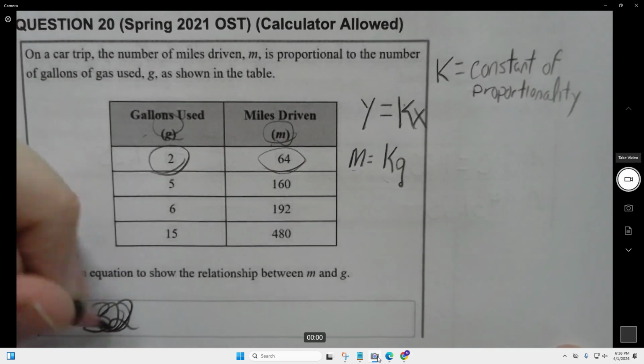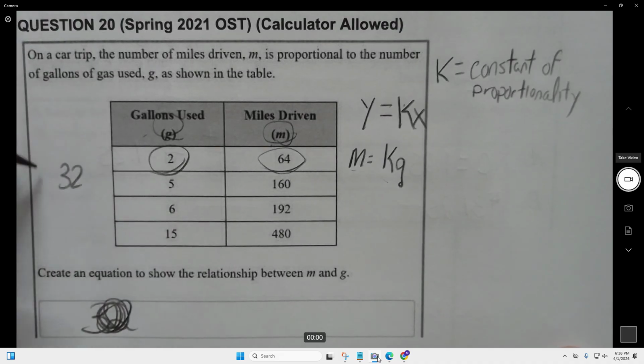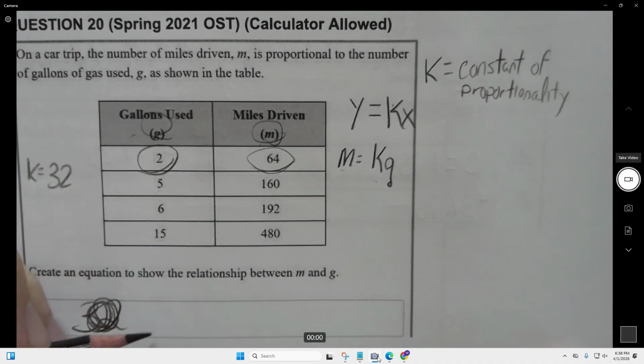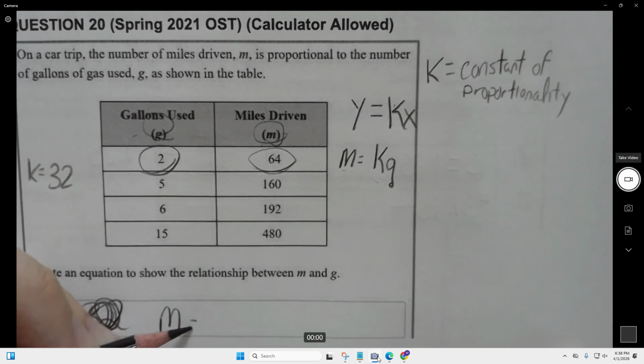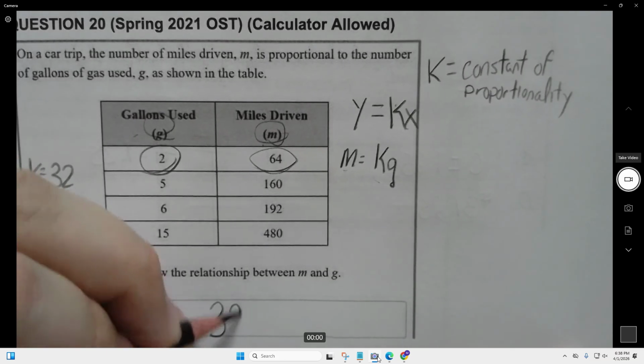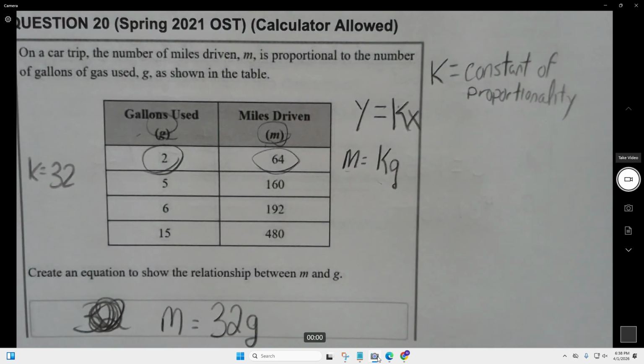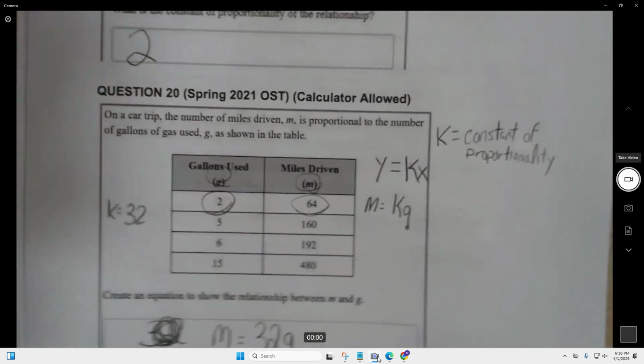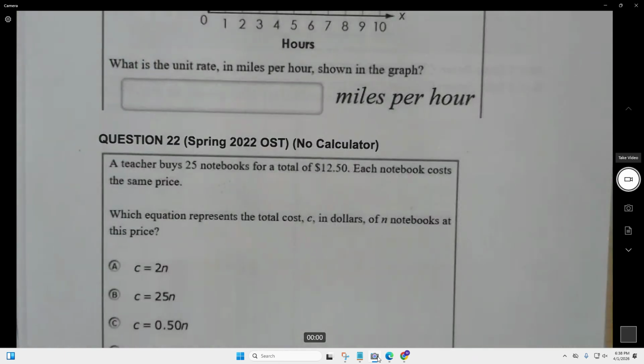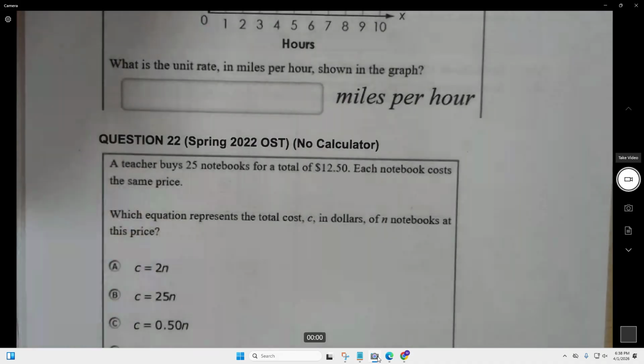Oh, wait. That's the constant of proportionality. K is 32. So your actual formula, your actual equation, is M equals 32 times G. And that's your equation. Whew, we're getting down to the nitty-gritty here.